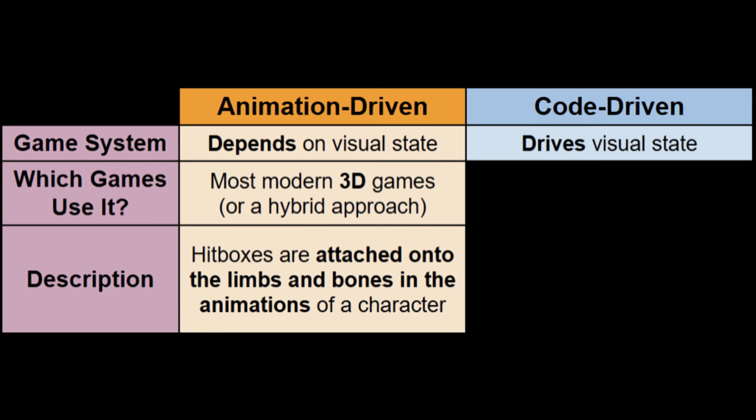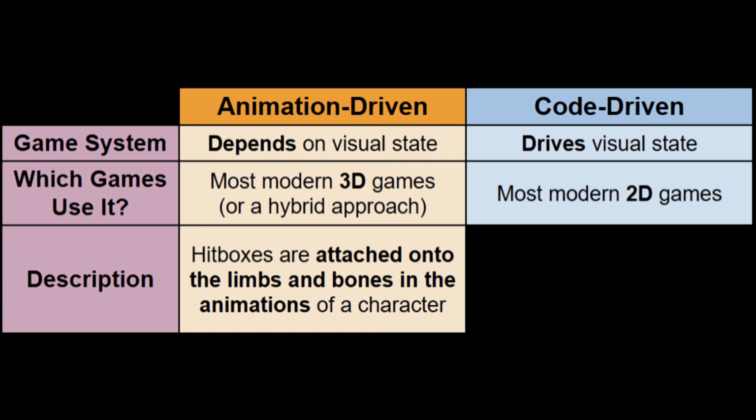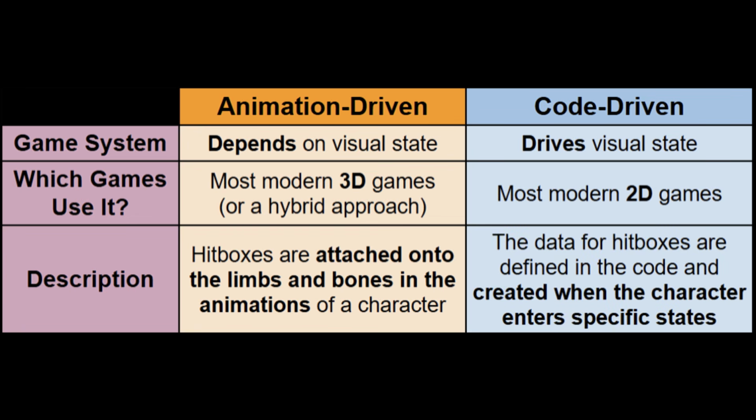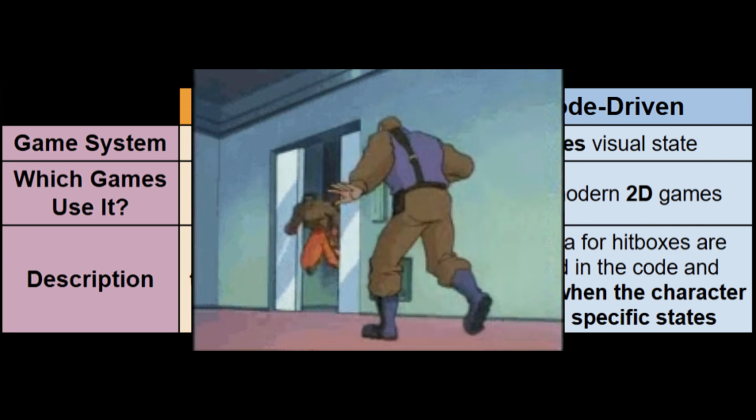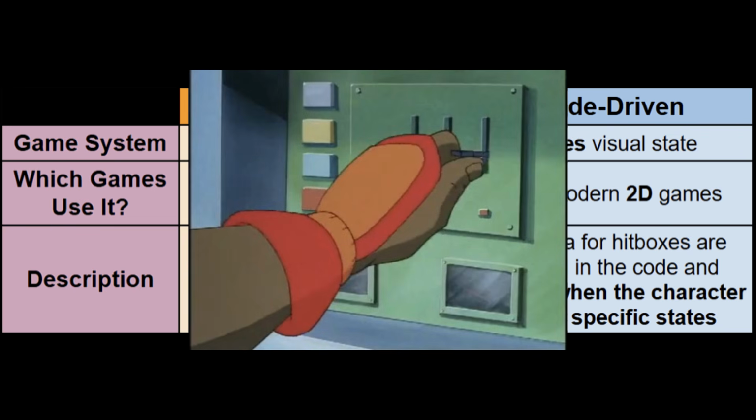In contrast, code-driven drives the visual state. Most modern 2D games use this. Here, the data for hitboxes are defined in the code and created when the character enters specific states. Again, but what does this mean? To show an example, here's a clip of my 2D game.